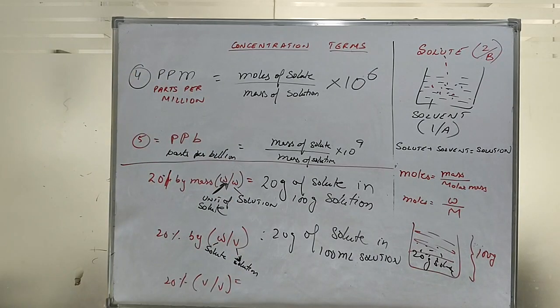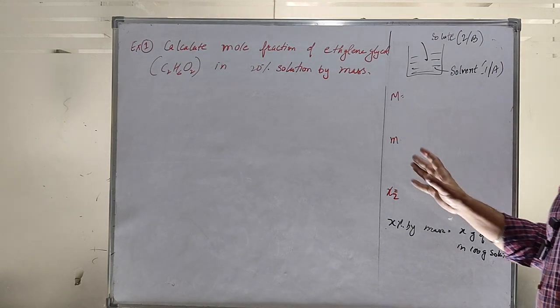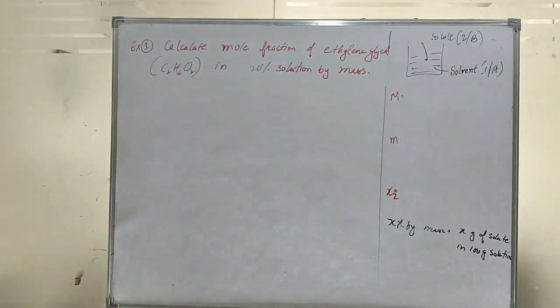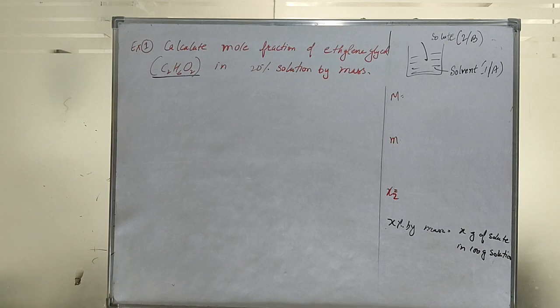So these are the concentration terms, and now we are doing numericals based on them. So this is the first NCERT example. Calculate mole fraction of ethylene glycol. Formula given in 20% solution by mass.